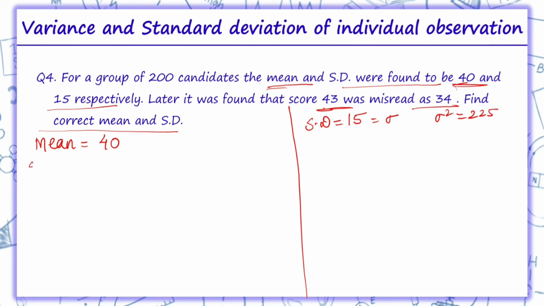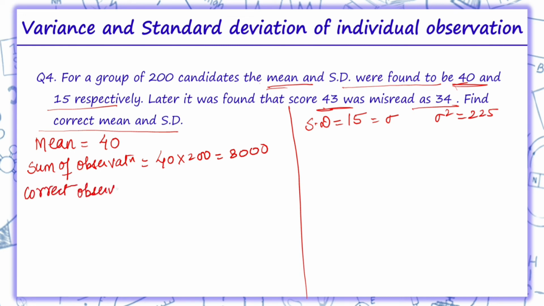Now if the mean is 40, the sum of observations, obviously we know mean is equal to sum of observations upon total number of observations. So the sum of observations will be mean into total number of observations, which is 40 into 200, which is 8000. This is the sum of observations with 34 added over here. In short, we can say this is the incorrect sum.